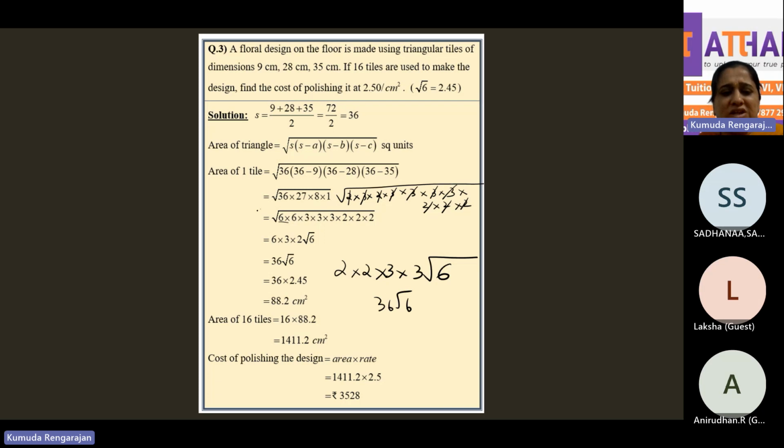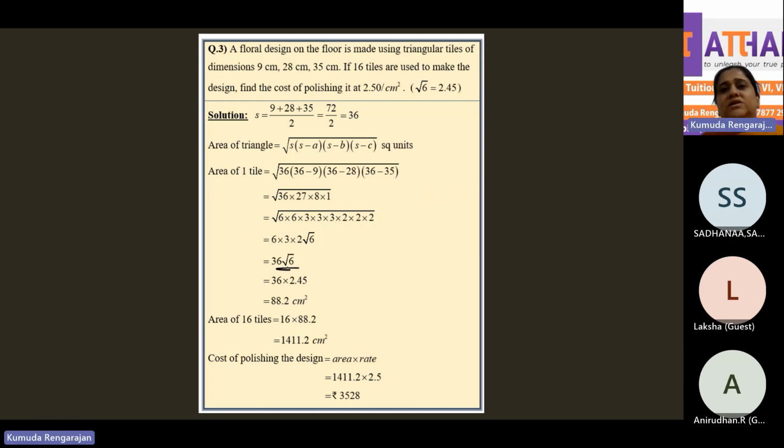The presentation need not be exactly like this, children. You might have it differently, but the answer is 36 root 6. Since the value of root 6 is given to you, 36 into 2.45 is 88.2. This is the area of one tile; multiply by 16 to get the area of 16 tiles. Then the cost is area into rate. The rate is 2 rupees 50 paise.